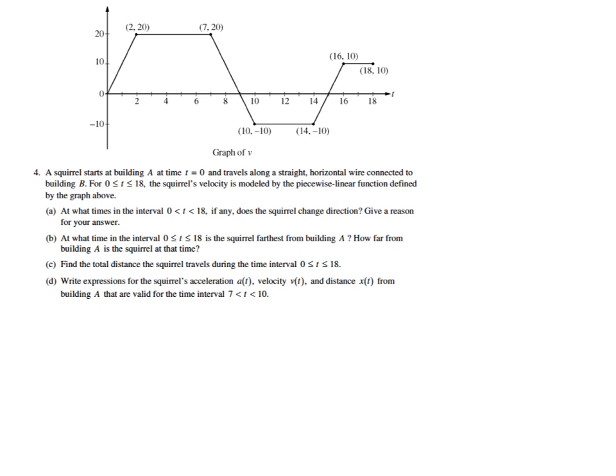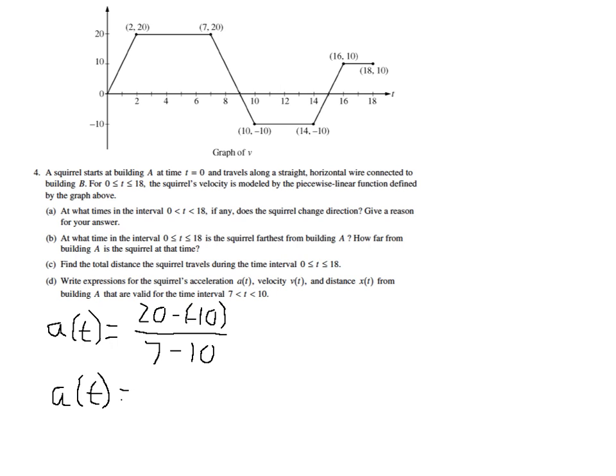And because it's linear, I know that my a of t is just going to be the slope of the velocity. And since it's linear, I just use my regular slope formula. So I'll do 20 minus negative 10 over 7 minus 10. And when we simplify that, we get that a of t is equal to negative 10.